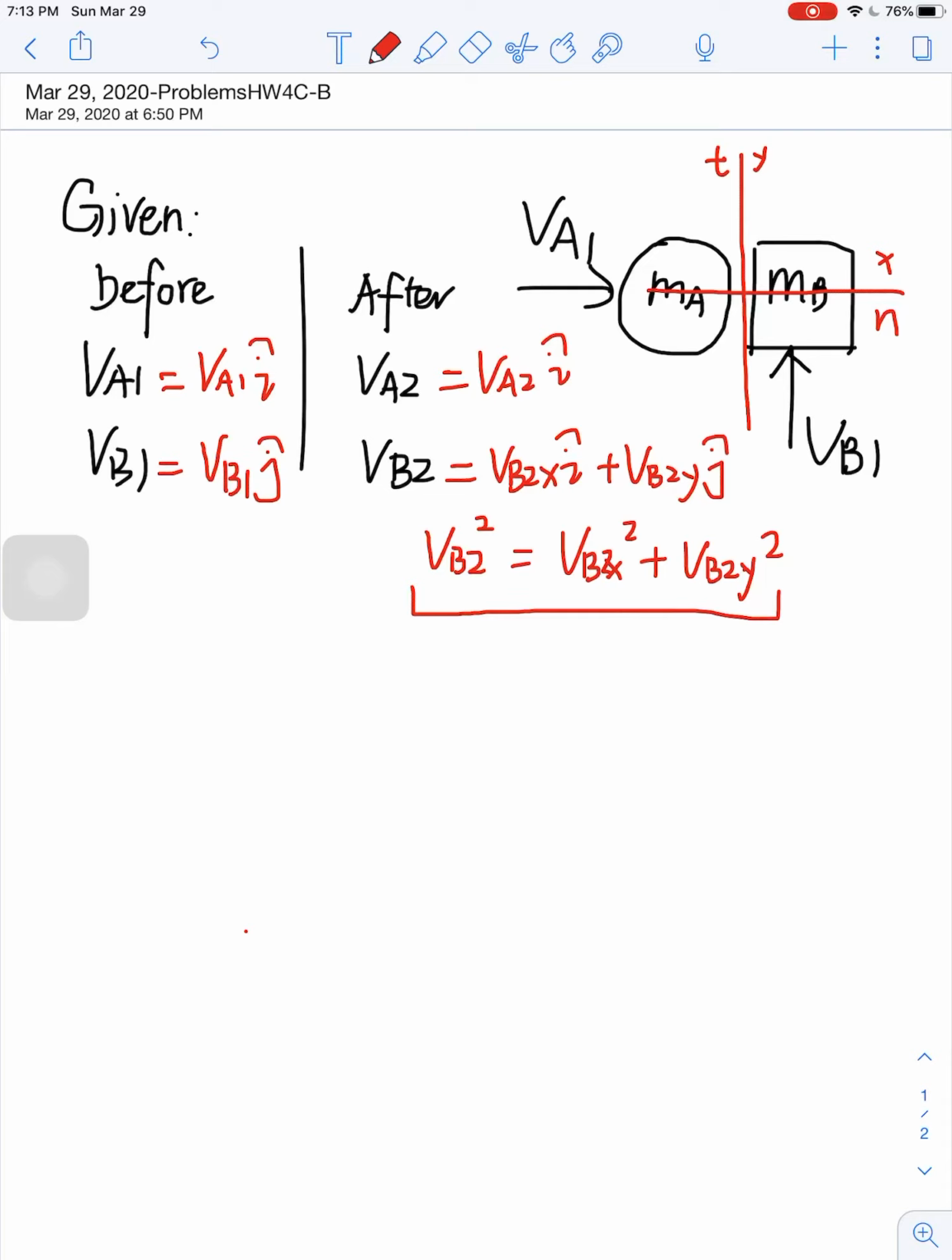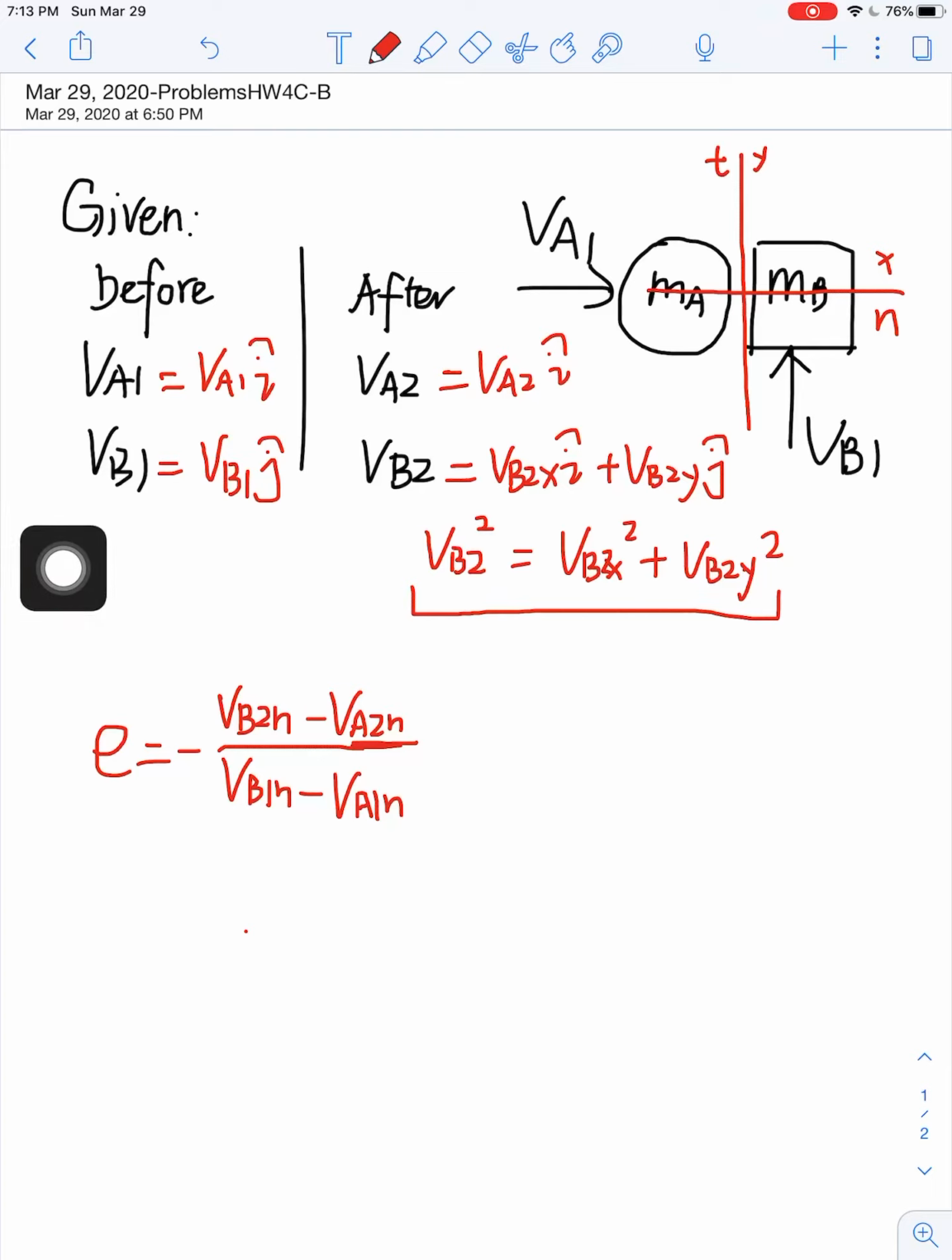Now let's look at the coefficient of restitution, since in problem 6 you need to solve for e. So remember the definition: e equals negative (VB2n minus VA2n) over (VB1n minus VA1n). And that's the definition of this coefficient.